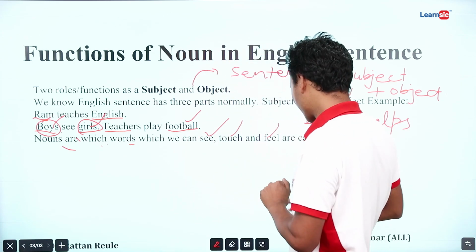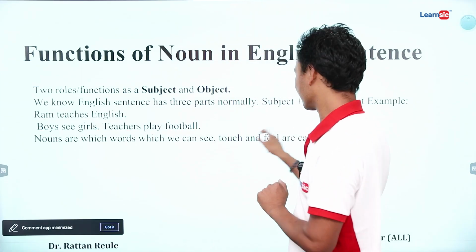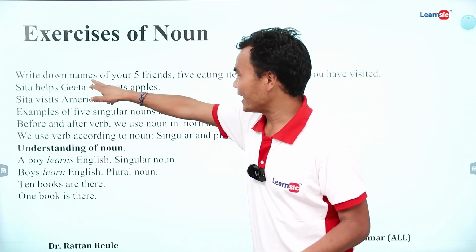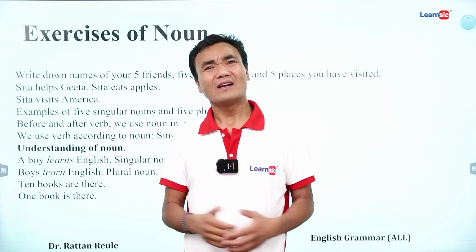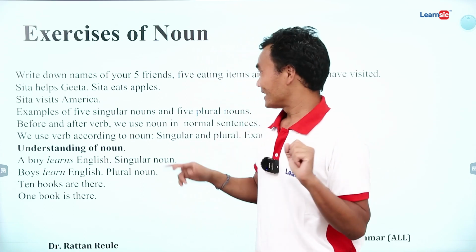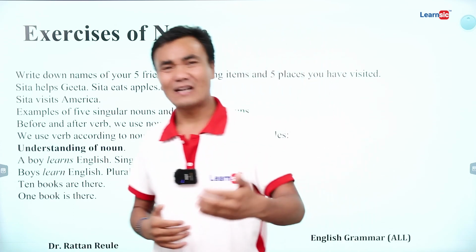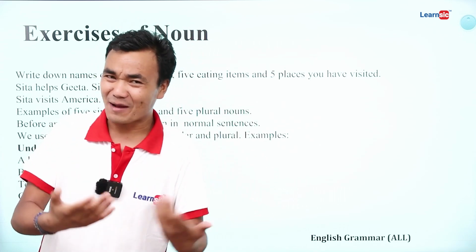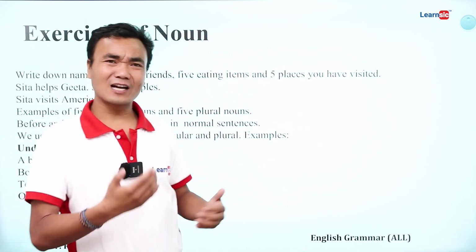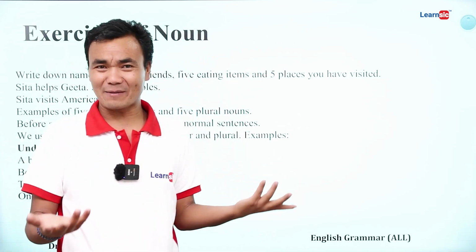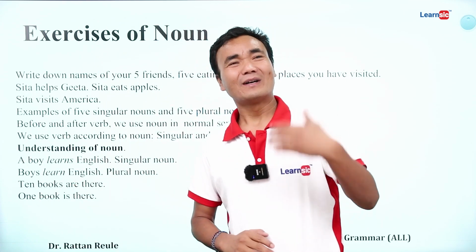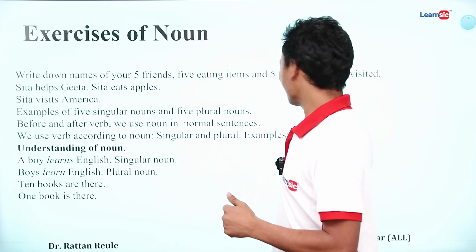So let's take some more examples, exercises of noun, right? Write down names of your 5 friends को नामलाई लिनुस् हैन, like Sita, Geeta, Rita, all these are the examples of the names. Then 5 eating items, vegetable, rice, bread, these are the examples of also nouns from English. Then the 5 places, Kathmandu, Pokhara, New York, America, these are the examples. The best example, very practical examples of noun, and you have visited.